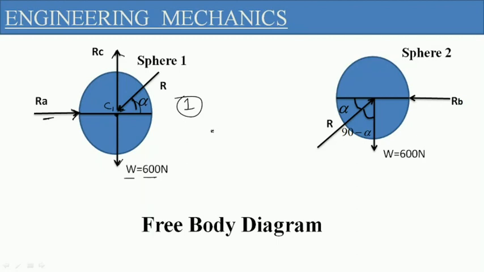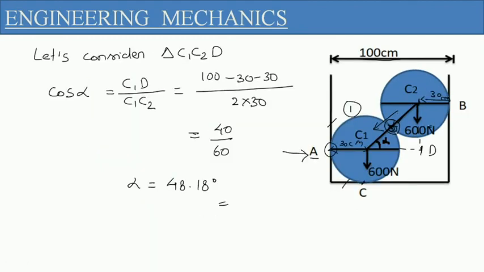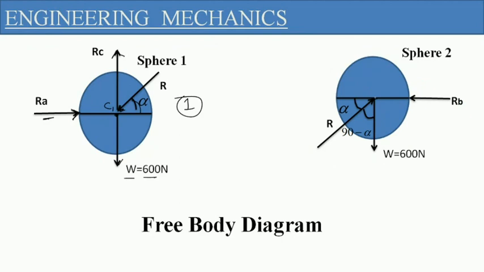Now let's see sphere 2. So sphere 2 has weight 600 Newton. First we will mark the center C2. So here this is our center C2, and the next force, or the first force which we are going to draw in the FBD, is the weight of the body.